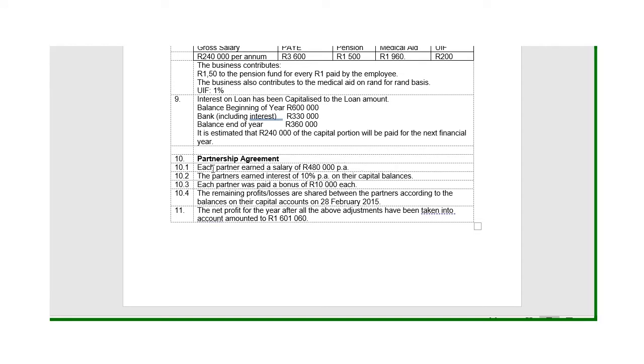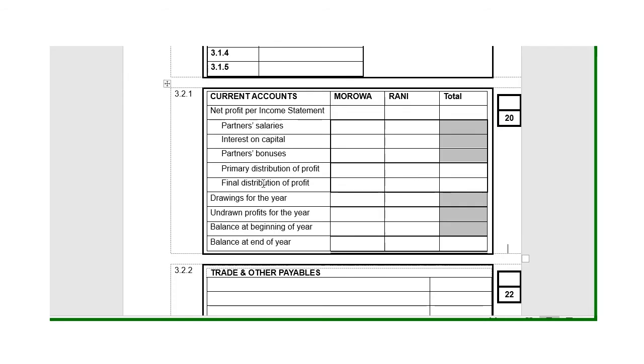The first thing they tell me is each partner earned a salary of 480,000 per annum. I must make sure it is per annum, per year. If it's per month, I must first calculate the year by multiplying by 12. But in this case, they give it to me per annum, so I can simply put in their salaries for the year. So each one gets 480,000.